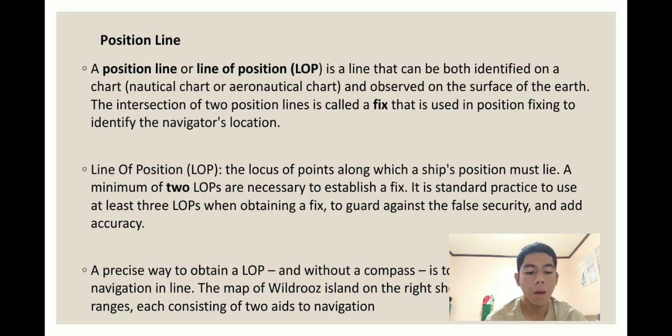in line. The map of Willrose Islands on the right shows, for example, a range of two aids to navigation.